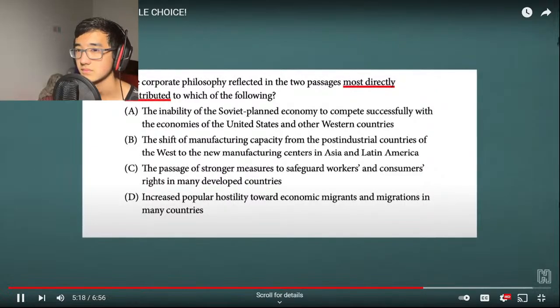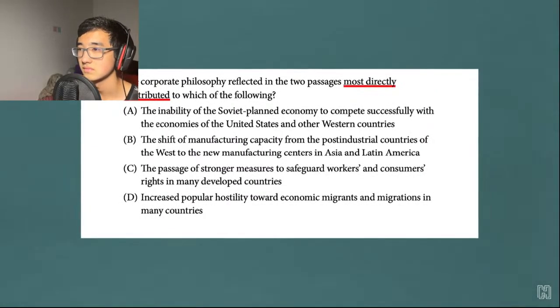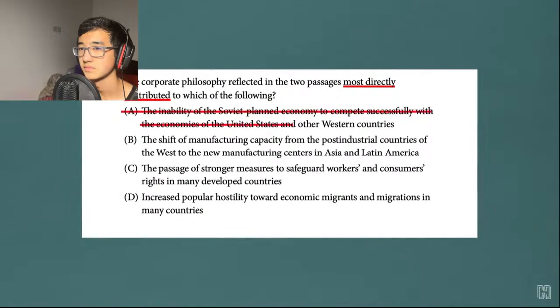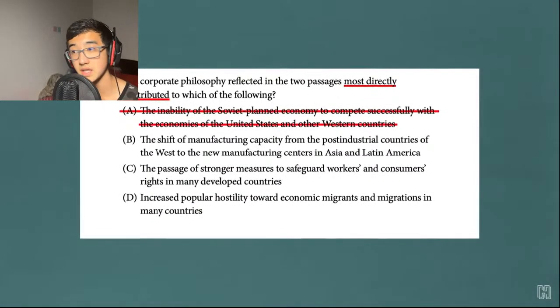Most direct cause of these globalized corporations wanting deregulation? Is it A, the inability of the Soviet planned economy to compete successfully with the economies of the United States and other Western countries? Now be careful here. That is true. The Soviet planned economy wasn't able to compete successfully with the United States and other Western countries. But that didn't cause globalized corporations to want deregulation. Is it the passage of stronger measures to safeguard workers and consumers' rights in many developed countries? I was right. That sounds like I was right. To me, and what they are wanting is no regulation.